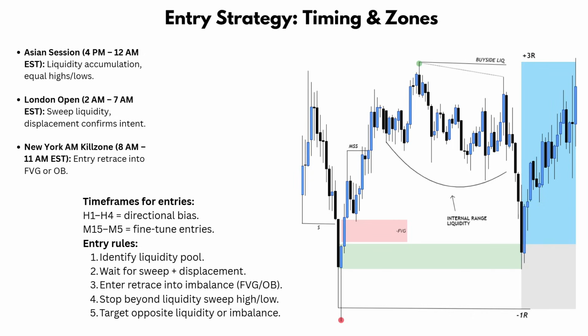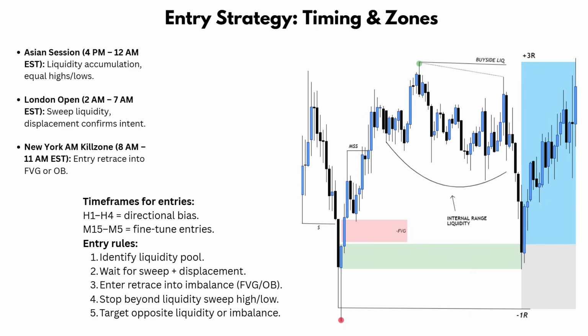Number two is to wait for the sweep and displacement. If price never gives us a liquidity sweep and a displacement, that means we never have a clear dealing range, right? It's that clear dealing range that's going to give us the confidence that price will retrace into an imbalance, either a fair value gap or an order block. But if we don't have that clear displacement, we can't, right? Price won't be able to give us a pullback, because it's because of that displacement that price is able to give us a pullback.